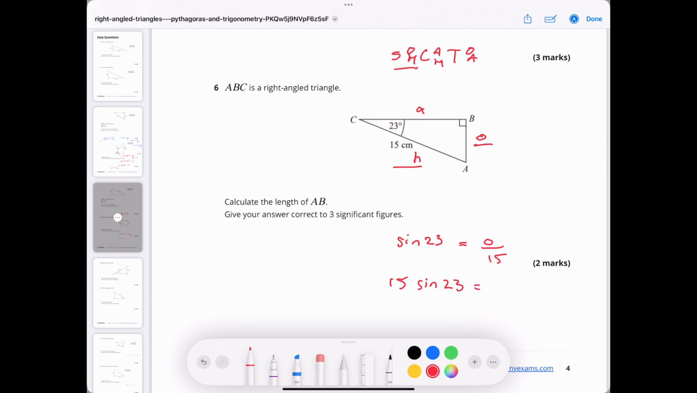And this one, weirdly, is not going to give us an exact answer because sine of 23 is not exact. So 15 sine 23 equals, and in this case it's 5.86. So we'll say 5.860, so 5.86 centimetres.